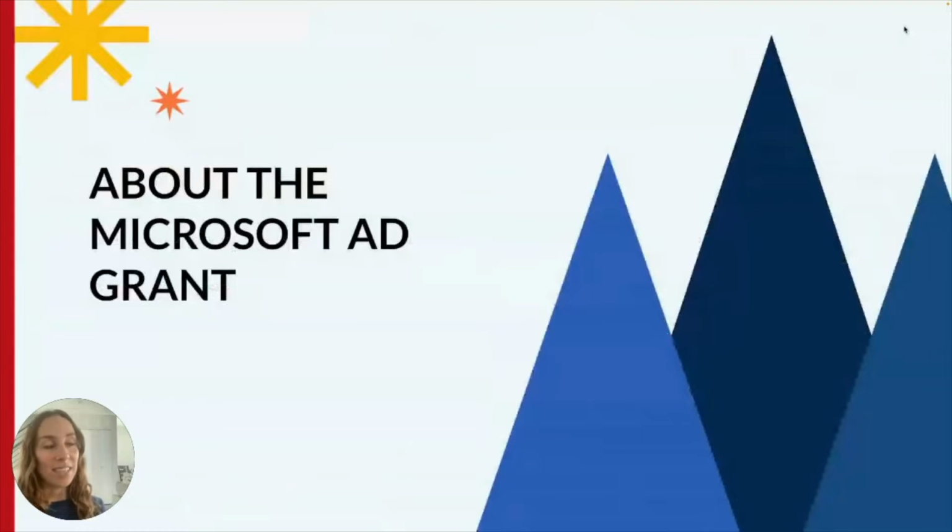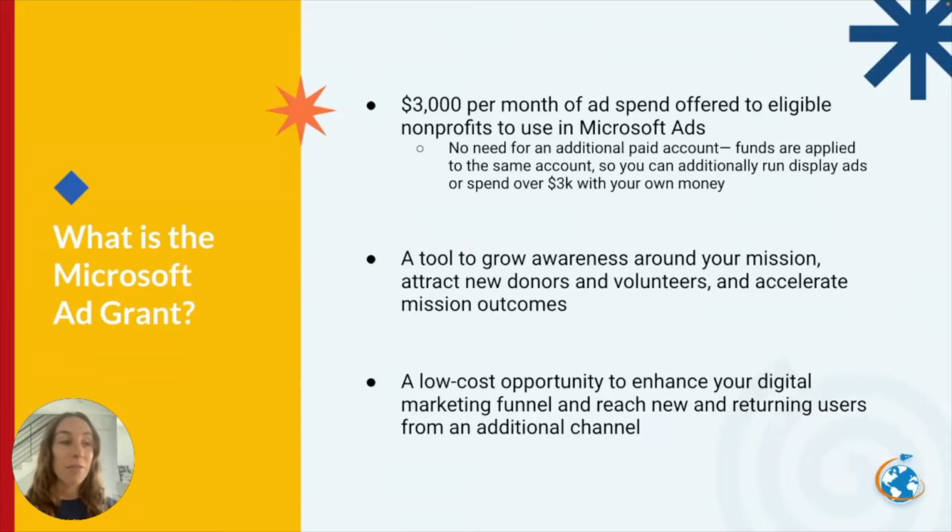Okay, so now we're going to dive into the Microsoft Ad Grant, which is really exciting because this is fairly new. So it's a little bit different from the Google Ad Grant. It is $3,000 per month of ad spend eligible to use within Microsoft Ads. We'll go into the similarities and differences in the next slide, but just noting here that there's no need for an additional paid account. Funds are applied directly to the same account.